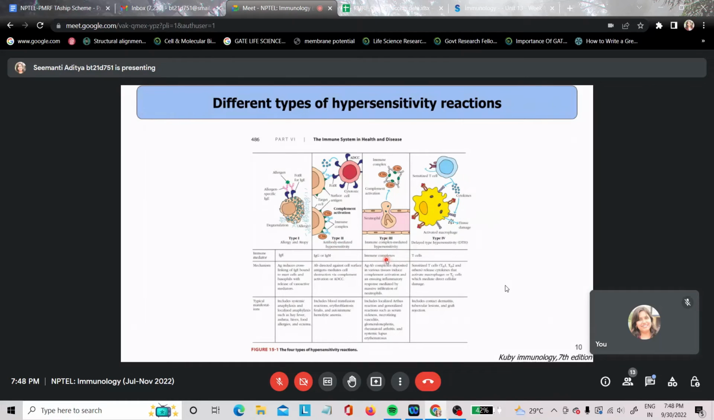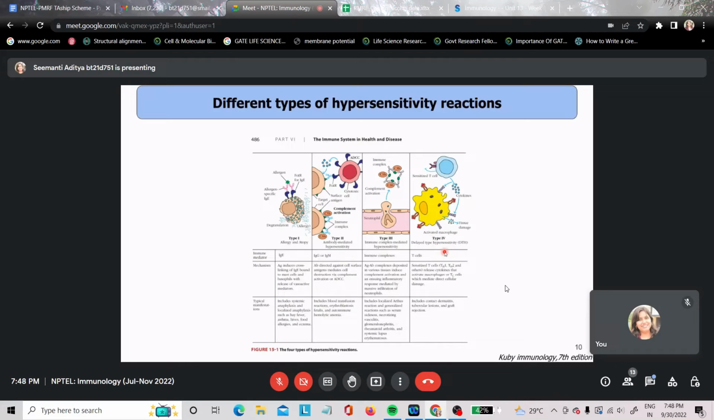Immune complexes are present in your circulation and are not removed from your circulation, so those immune complexes will create a problem. And type 4 or delayed type hypersensitivity is caused by T cells. So type 1, type 2 and type 3 are associated with antibodies, or antibody antigen complexes. And type 4 is associated with T cells.